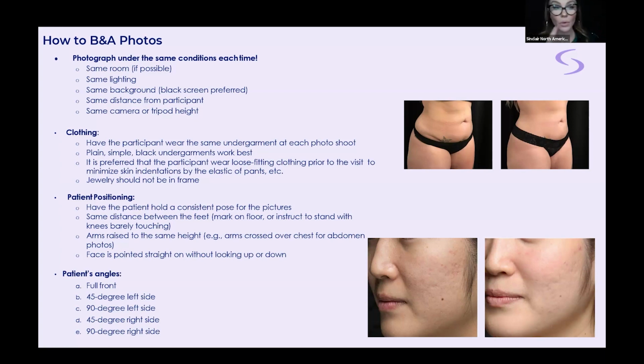And the only time you're going to do the opposite side, right? So straight on and the back is if you are treating something like arms or legs. If you're doing like cellulite on the front and the back, then yes, you're going to want to do all the way around. If not, then it's just 0, 45, 90, 45, 90, and you're done. Check your photos before you're done.